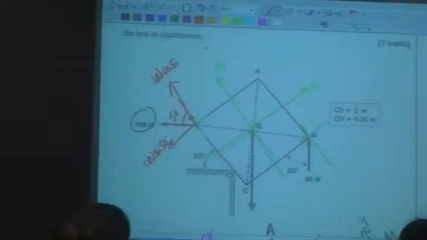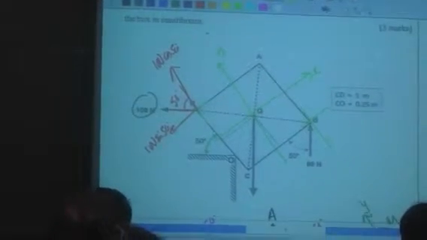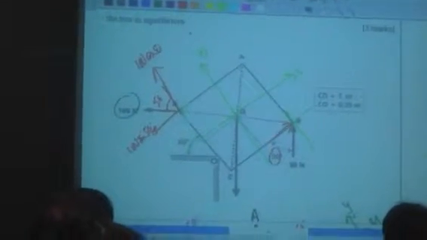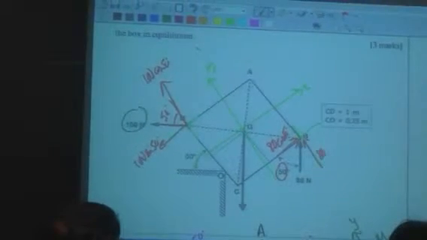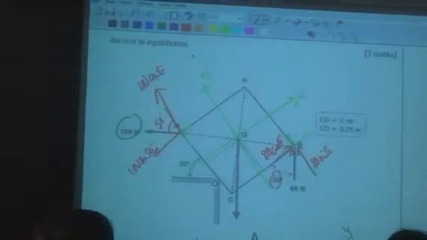This is 100 cosine 50, 100 sine 50. Agree? So that one settled. Let's move on and talk about this force. This force is given already, so very simple. This is 80 cosine 50, 80 sine 50, right? Last one, this force.